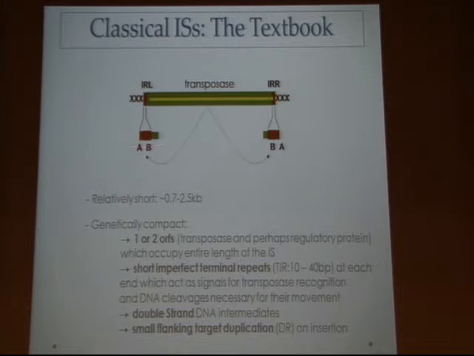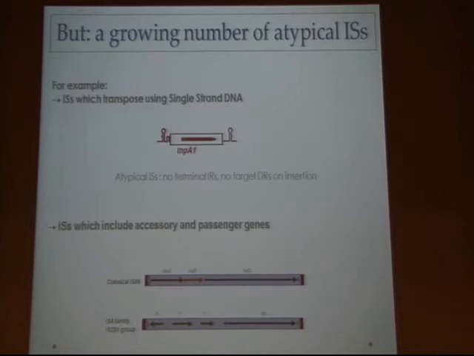Regarding the number of genes here, there could be one or two open reading frames. The transposase and some regulatory protein can occur. And the inverted repeats are most of the time imperfect. This means that it's not exactly the same composition of these inverted repeats in each border. And most of these elements have small flanking target duplications. Okay? This is the classical textbook, but it's not so simple.